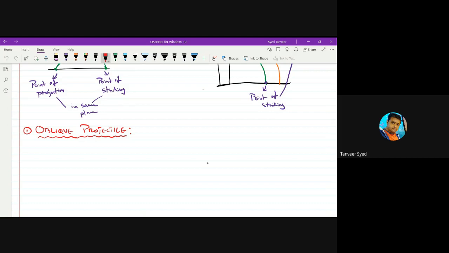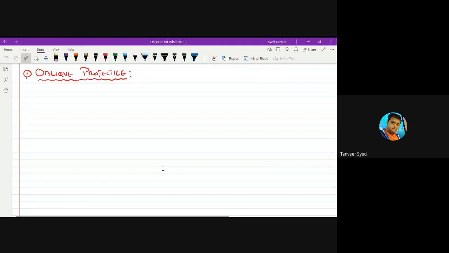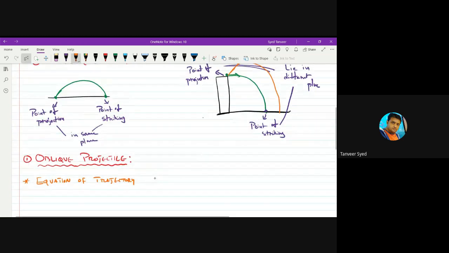Okay. Now here, let us take the path of the projectile. Path of projectile, or equation of trajectory. Equation of trajectory for a projectile.